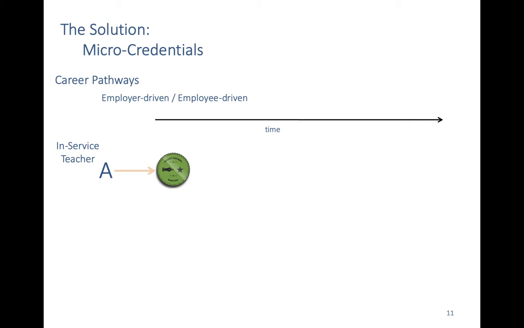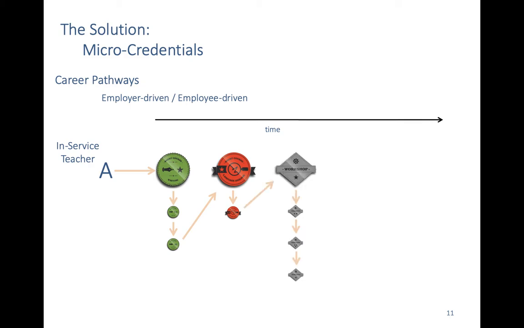So for example, we have in-service teacher A. In-service teacher A could go after this first micro-credential and maybe drill down a couple levels, and then go after a second micro-credential, drill down a level, go to a third micro-credential, drill down even further, and so on. So in-service teacher A can follow these different micro-credentials and drill into them to the depth that they choose, depending on their own desire, their own needs, in order to improve themselves professionally over time.